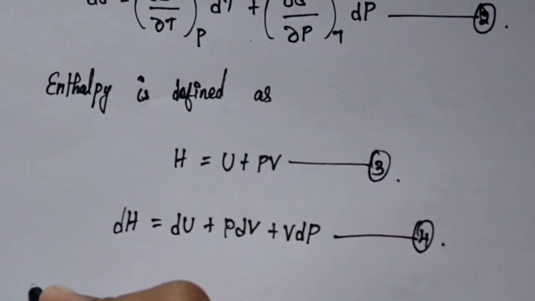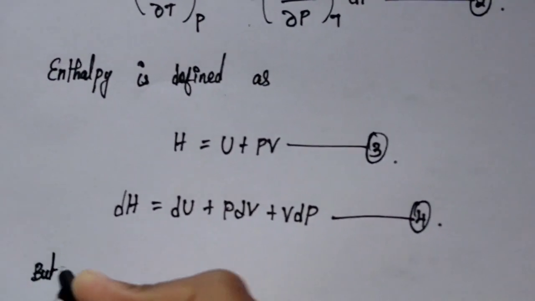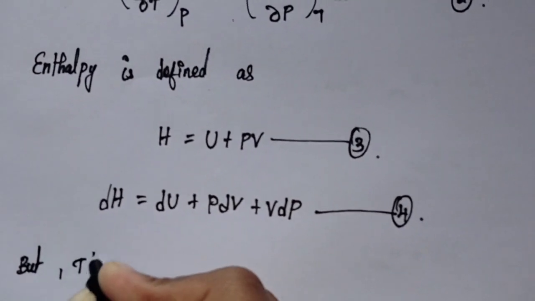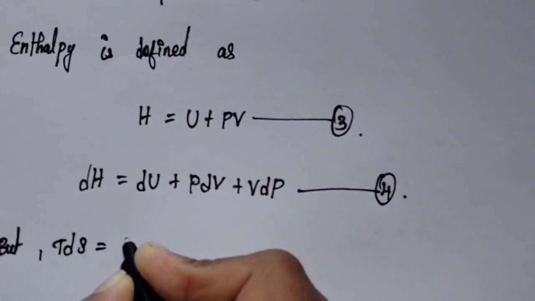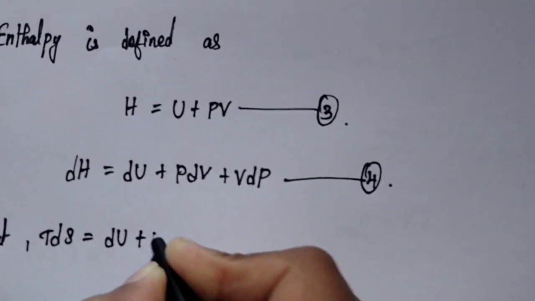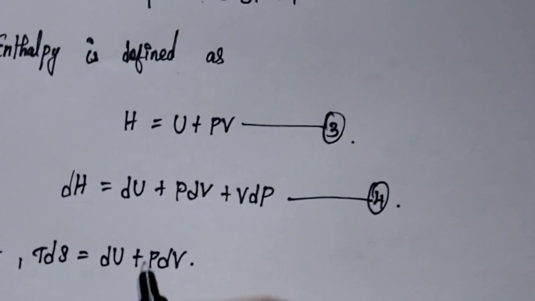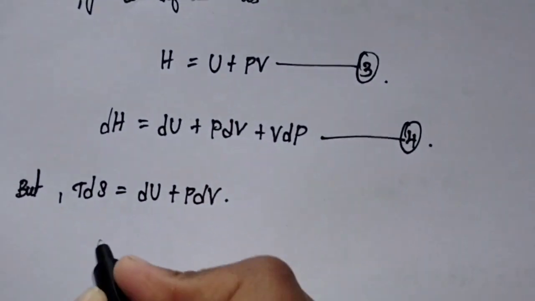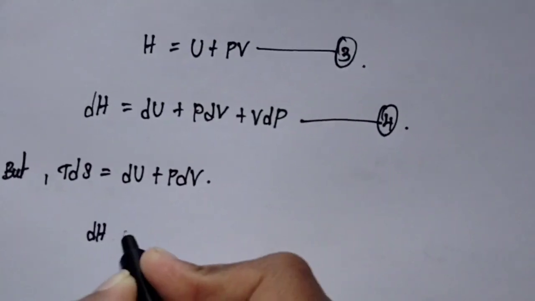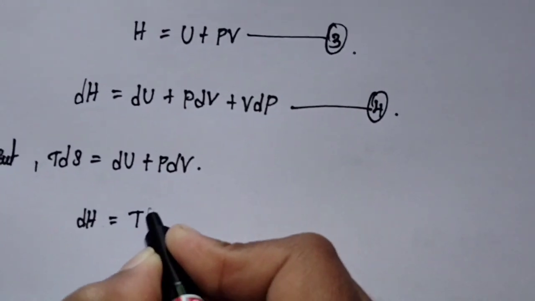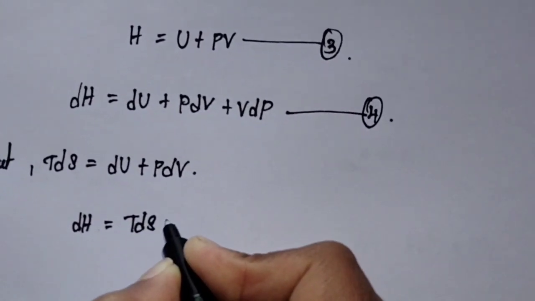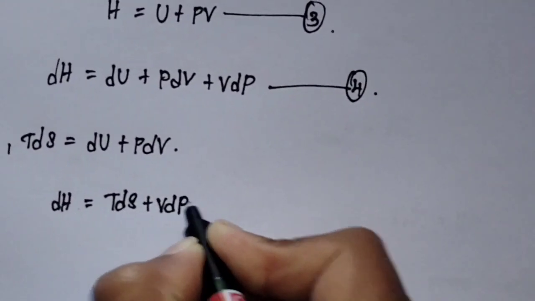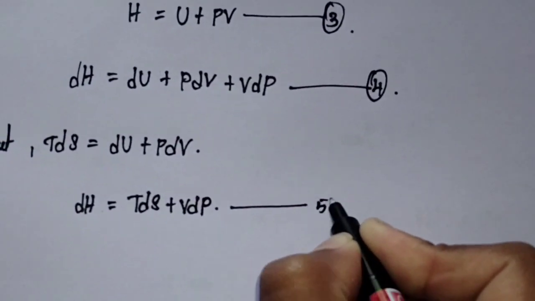At the same time, T dS is equal to dU plus P dV. So while substituting this in equation 4, we get dH equals T dS plus V dP. So take this as equation number 5.